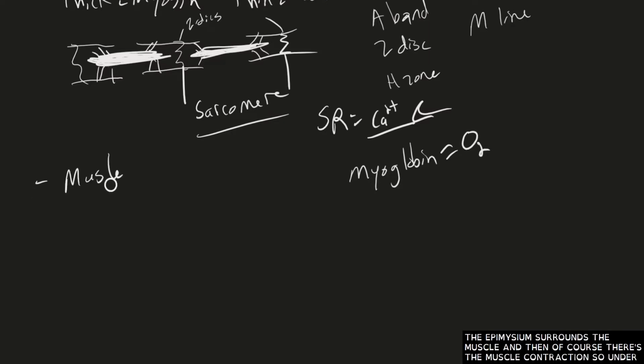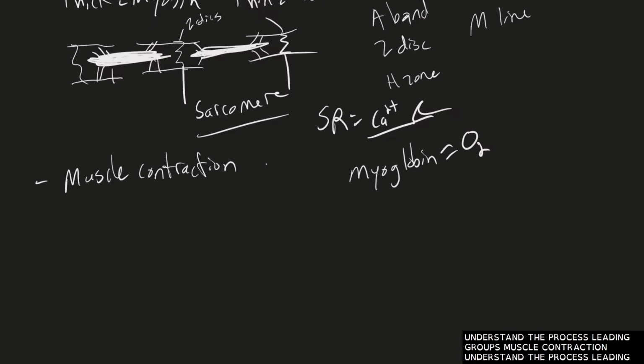Understand the process leading to a muscle contraction and then the entire event of a muscle contraction. So, in short, the action potential. Now, I'm not going to write all this out. We're just going to talk it out in words. The action potential reaches the neuromuscular junction at the synapse.